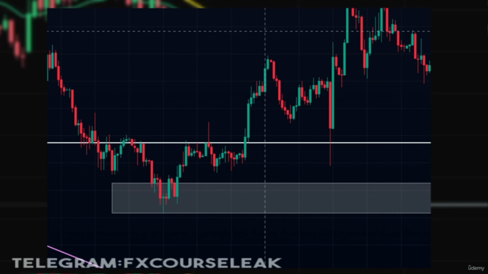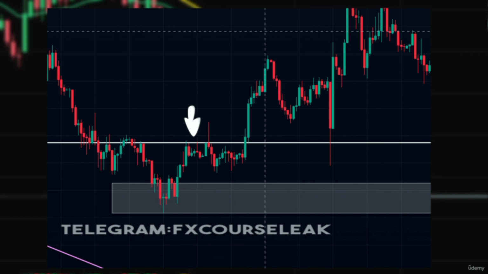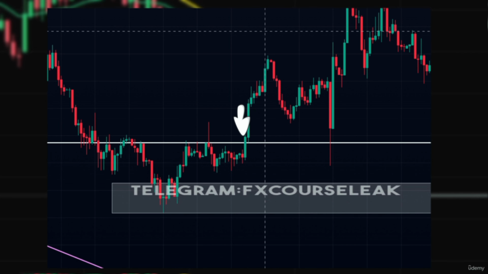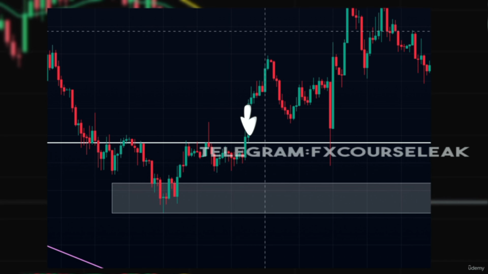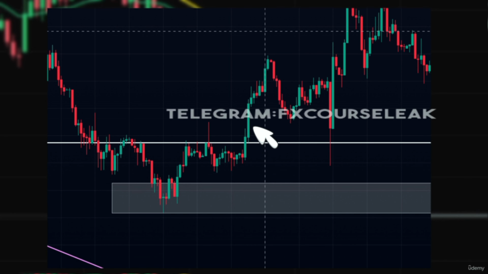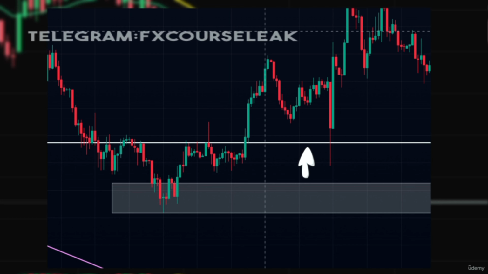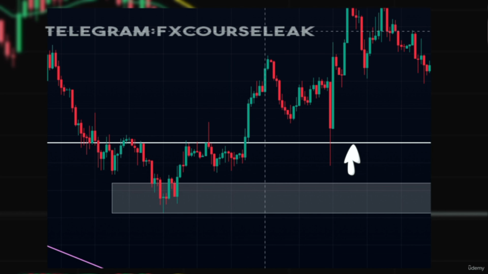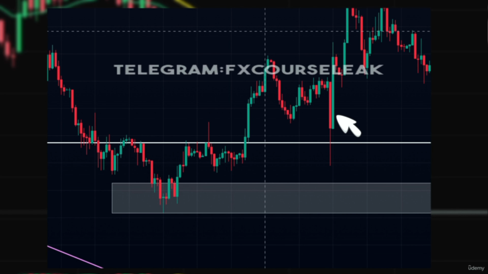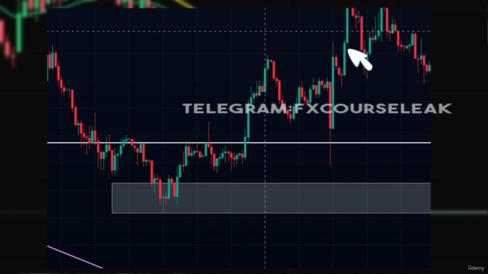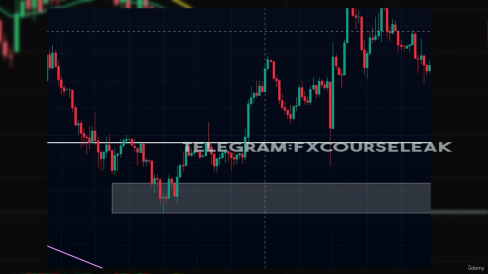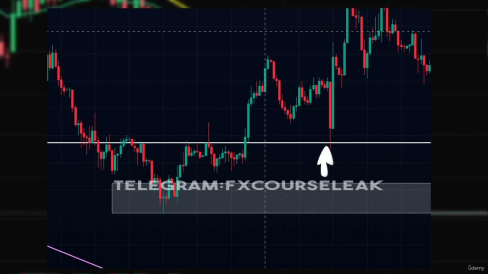Chart example 1. The price on this chart created this resistance zone here in the neckline of this pattern. But then the price disrespected this zone and broke out upwards. And after breaking out, the price came back down to the same zone and bounced in the same direction it broke out towards. So when it reached this zone and bounced, it was turned into a support zone.